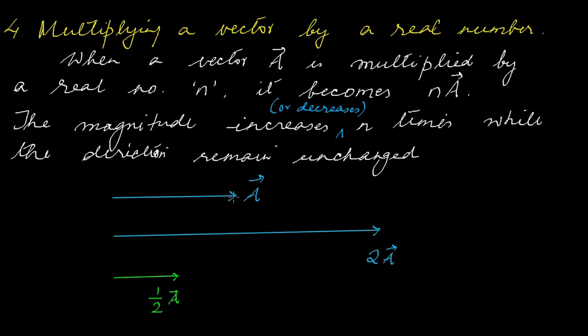So this length is, let's say, 10 centimeter. The length here will be 20 centimeter, because you are multiplying with a number 2. If you multiply with half, then it becomes half the length. Understand? What about if I multiply with a negative number?